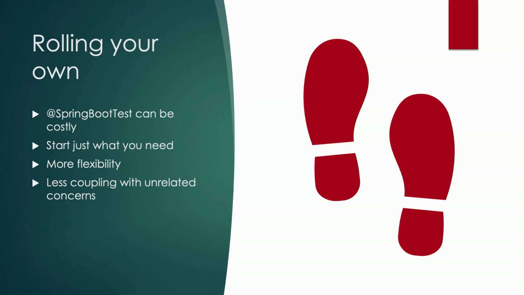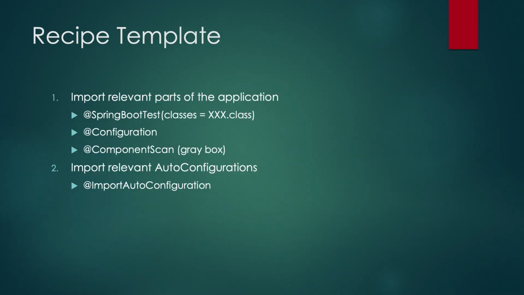And by doing this, we get a lot more flexibility from our tests, and our tests are not going to be as coupled to unrelated concerns. For example, if you use @SpringBootTest to test your repositories, maybe one day someone adds a Kafka broker to your application and then your repository tests break. Or maybe you have controller tests and someday someone switches to a different database and your controller tests break. These are things that do happen in practice. However, if you start just what you need for an integration test, then it's not going to happen.